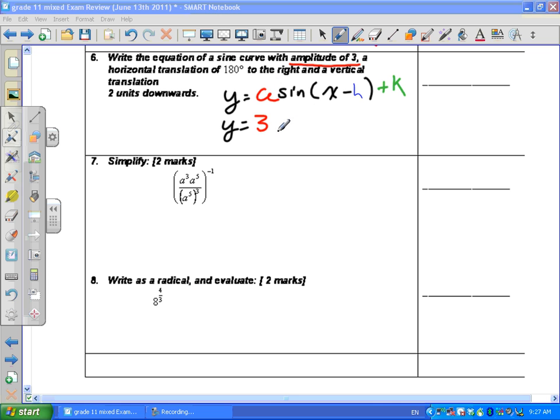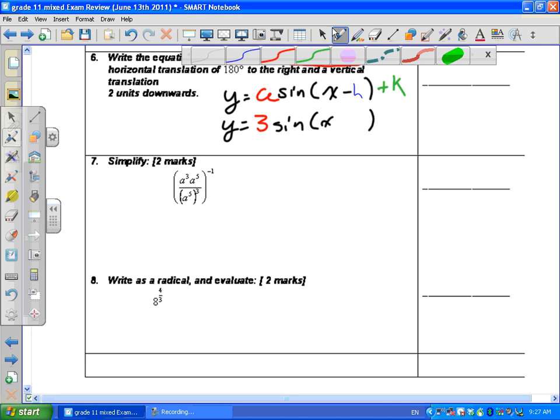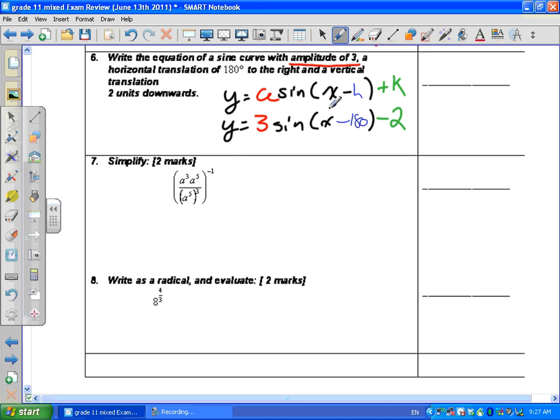It says there's a horizontal translation to the right. So if it's to the right in the positive direction, we're putting a negative sign, 180 degrees. And finally, a vertical translation down 2 units, so negative 2. That's your new equation. I'm just going to write it all in black. Y equals 3 sine of x subtract 180, minus 2.